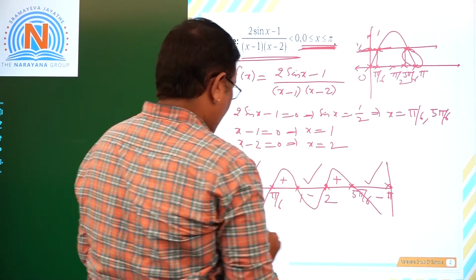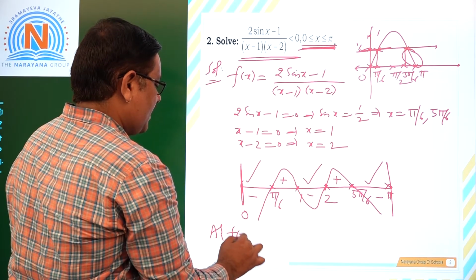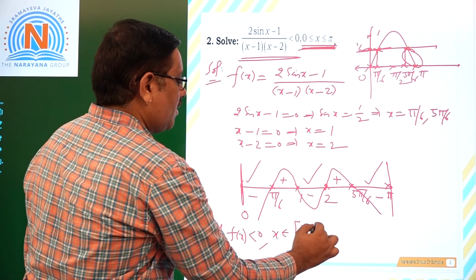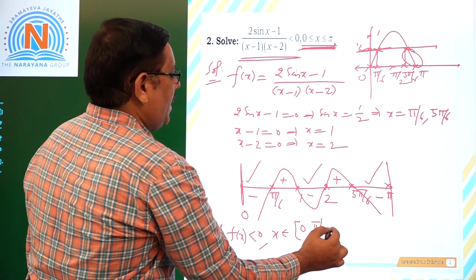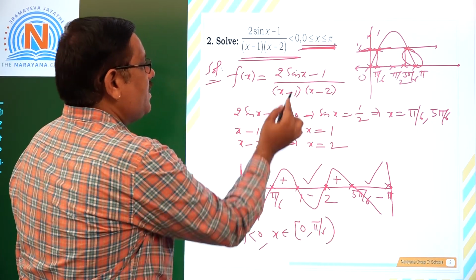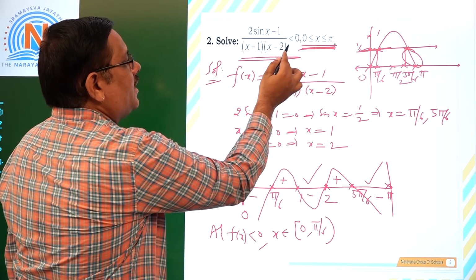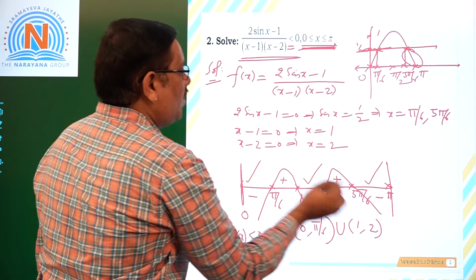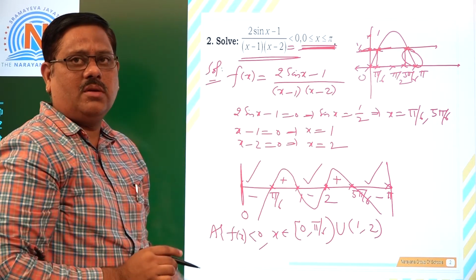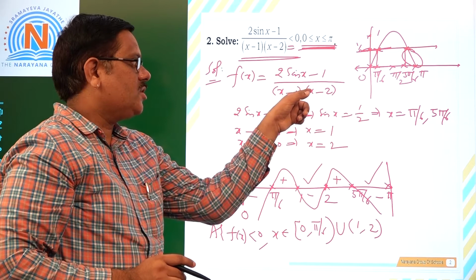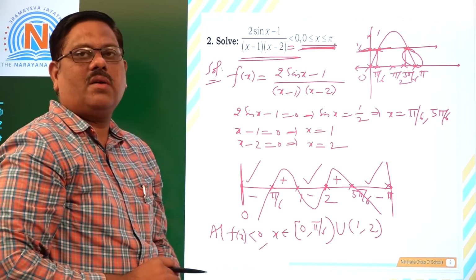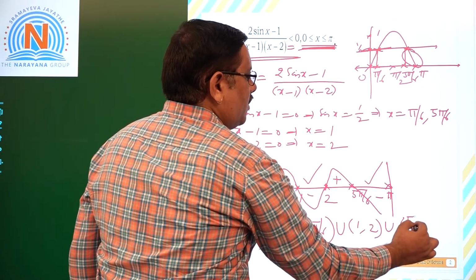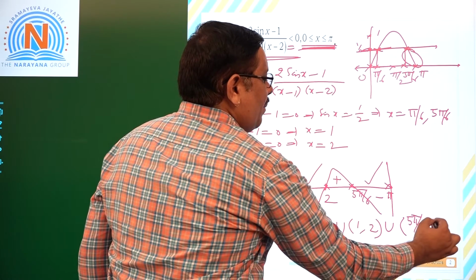Therefore, as f(x) < 0, x belongs to [0, π/6). 0 can be included. Can we take π/6? No, because at π/6 the numerator becomes 0, and the inequality is strictly less than 0. Union (1, 2). We should not take 1 and 2, because they are in the denominator: if x is 1 or 2, the denominator becomes 0. Union (5π/6, π]. We cannot include 5π/6 because at that value the expression becomes 0. π can be taken.